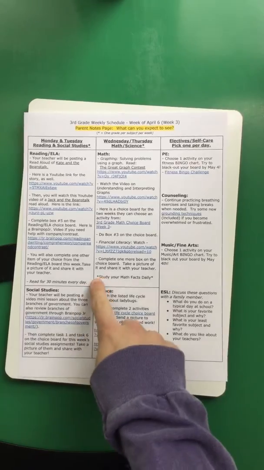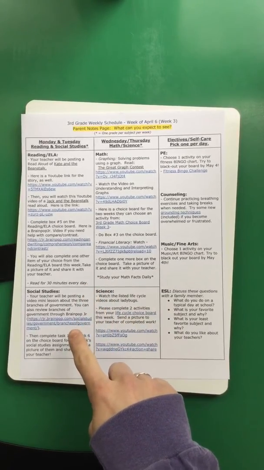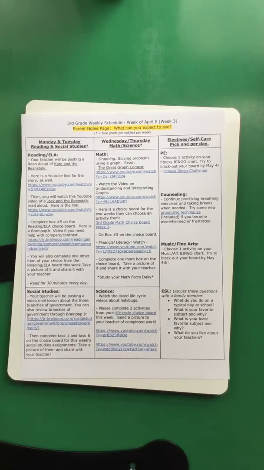And then it still says to read for 30 minutes every day. For social studies, I'm going to be posting a mini lesson about the 3 branches of government, and we're going to be primarily focusing on the state level of government. We did teach government when we were at school, but it has been a few weeks, so your student may have become a little bit unfamiliar with that. But luckily, that's something that most people at least have a good little bit of understanding about.